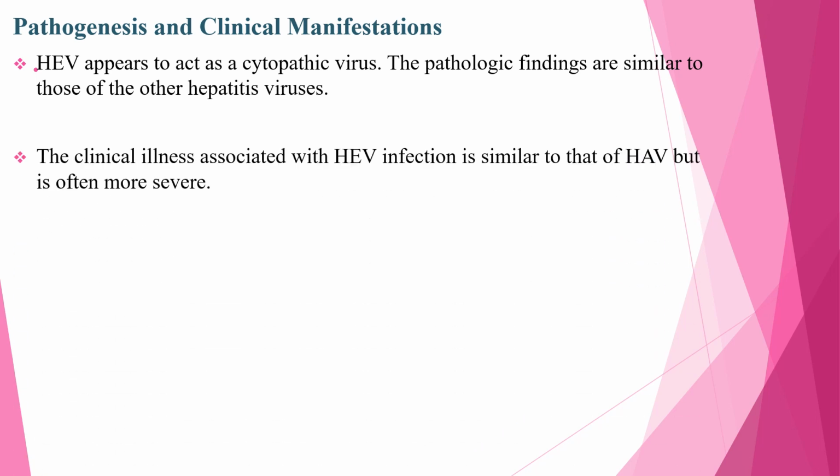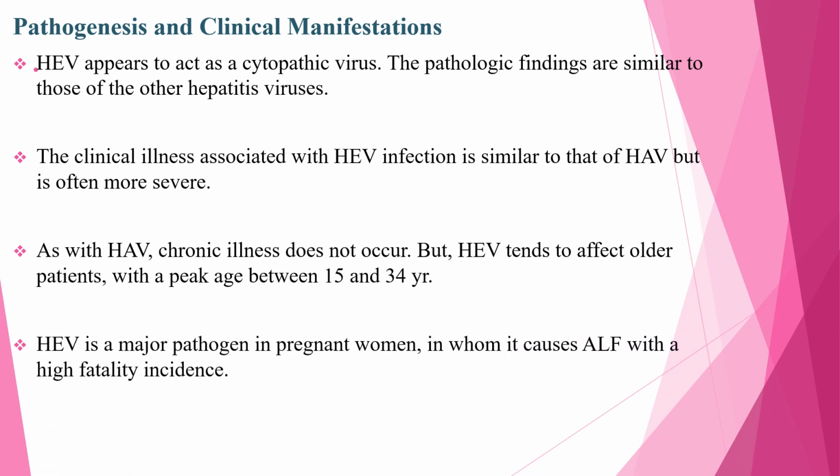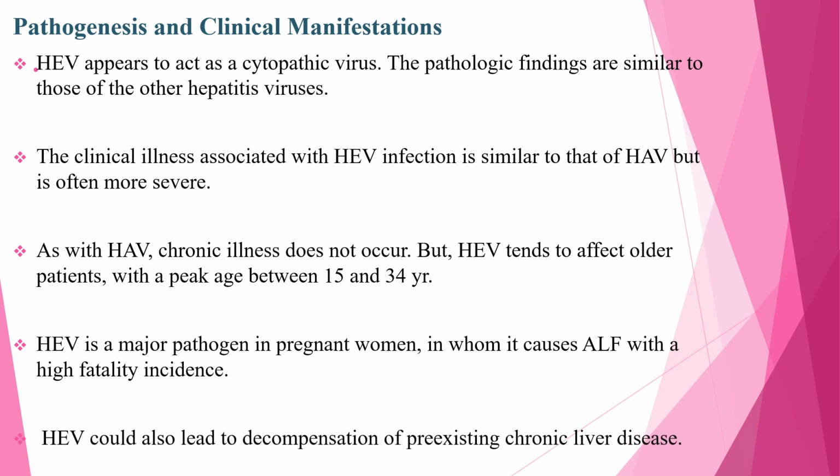And the clinical illness associated with hepatitis E virus infection is similar to that of hepatitis A, but it's more often more severe. As with hepatitis A virus, chronic illness does not occur, but hepatitis E virus tends to affect older patients. And hepatitis E virus is a major pathogen in pregnant women, in whom it causes acute liver failure with a high fatality incidence. And hepatitis E virus could also lead to decompensation of pre-existing chronic liver disease.